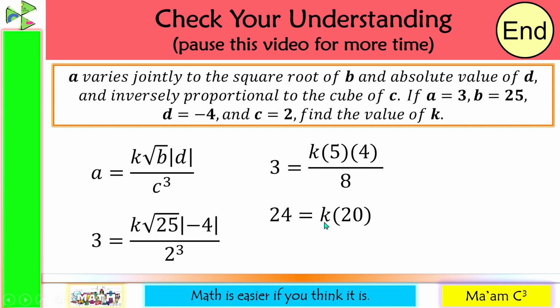To solve for K, let us divide both sides by 20. So this will cancel out. 24 and 20 are both divisible by 4. 24 divided by 4 is 6, and 20 divided by 4 is 5. Therefore, our K is equal to 6 over 5.